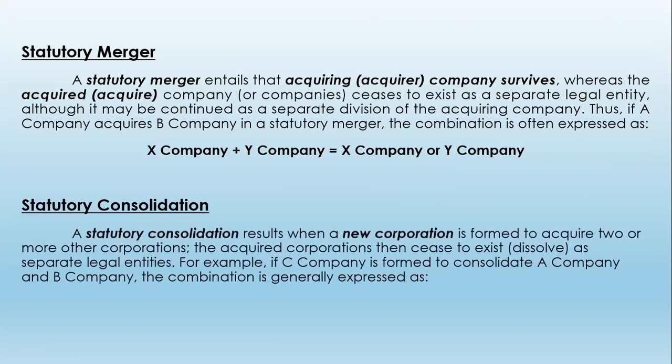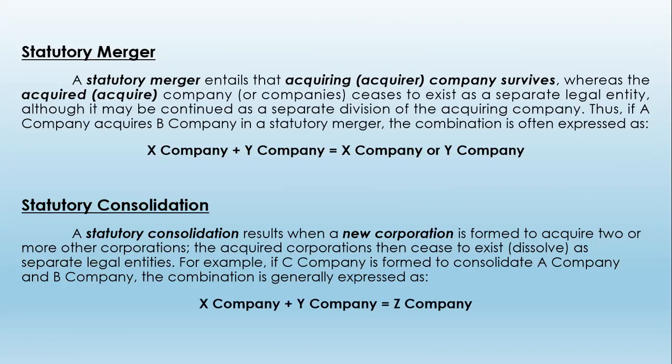Statutory consolidation results when a new corporation is formed to acquire two or more other corporations. The acquired corporations then cease to exist, dissolved as separate legal entities. For example, if C company is formed to consolidate A company and B company, the combination is generally expressed as: X company plus Y company, what will come out is Z company.